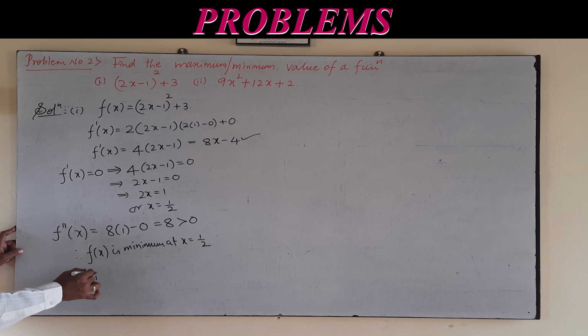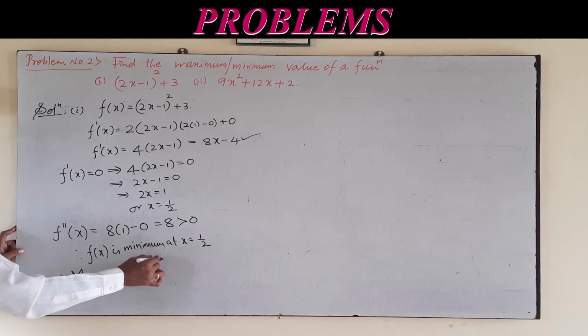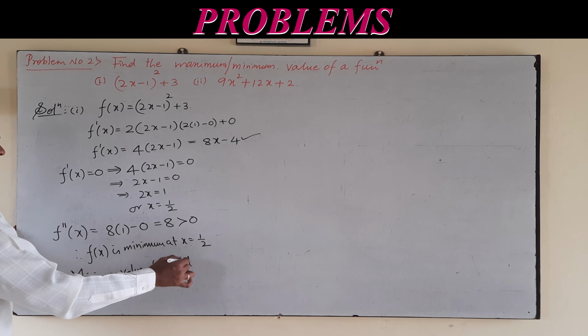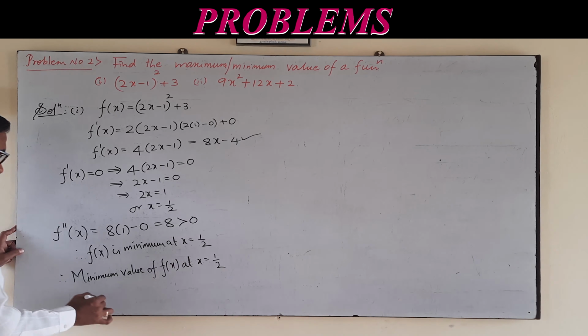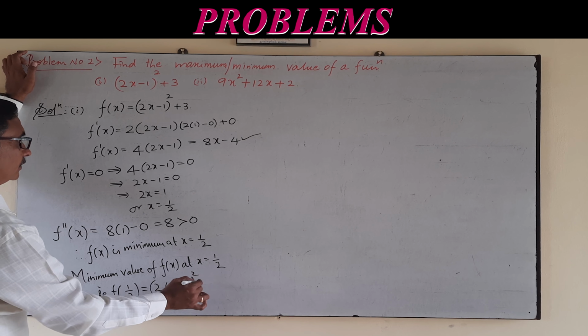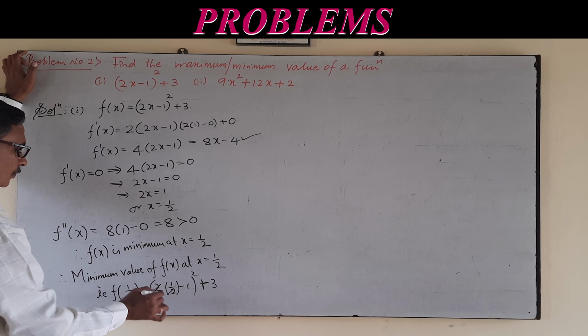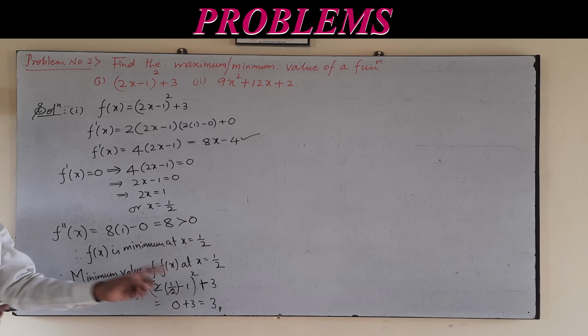Therefore, the minimum value of f of x at x is equal to 1 by 2. That is, put x equal to 1 by 2 in the given data. F of 1 by 2: f of x value, put x value 1 by 2. 2 into 1 by 2 minus 1, whole power 2, plus 3. 2 cancel. 1 minus 1 is 0. 0 square is 0 plus 3. 0 plus 3. Minimum value is 3.